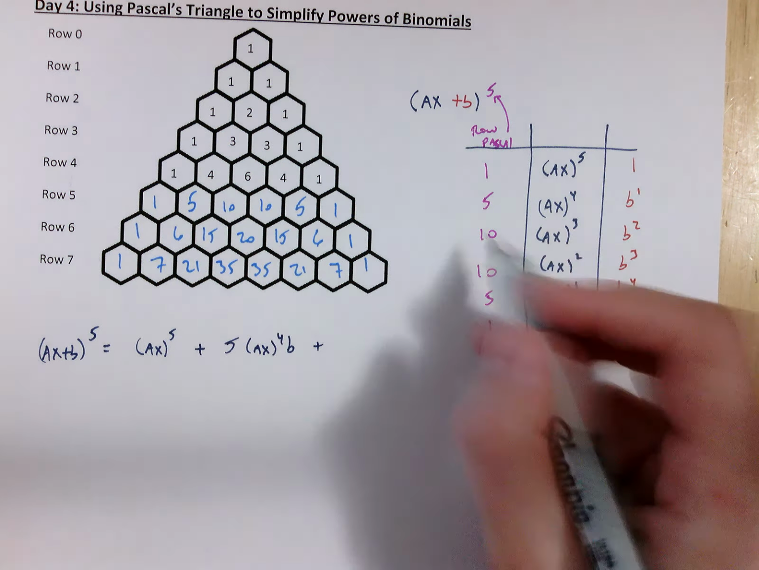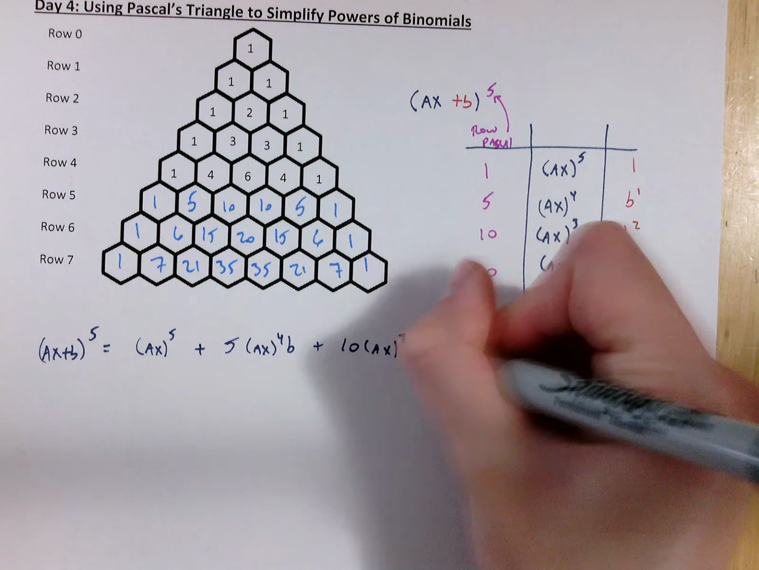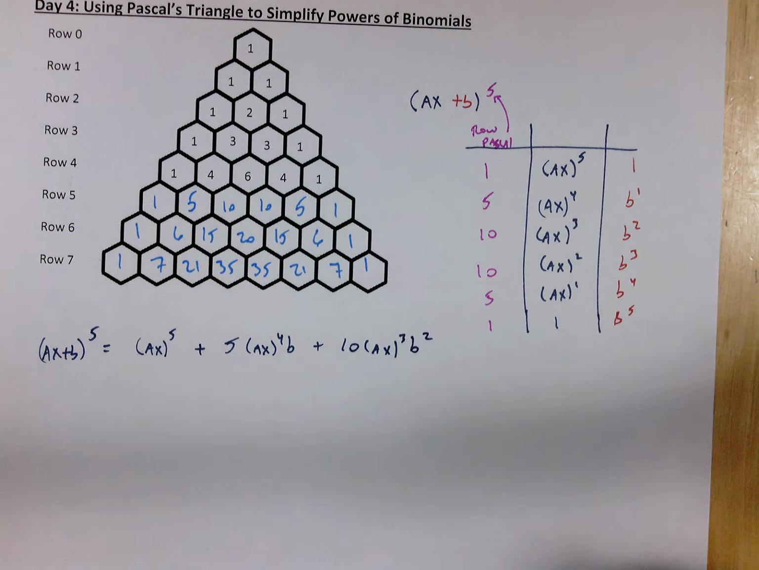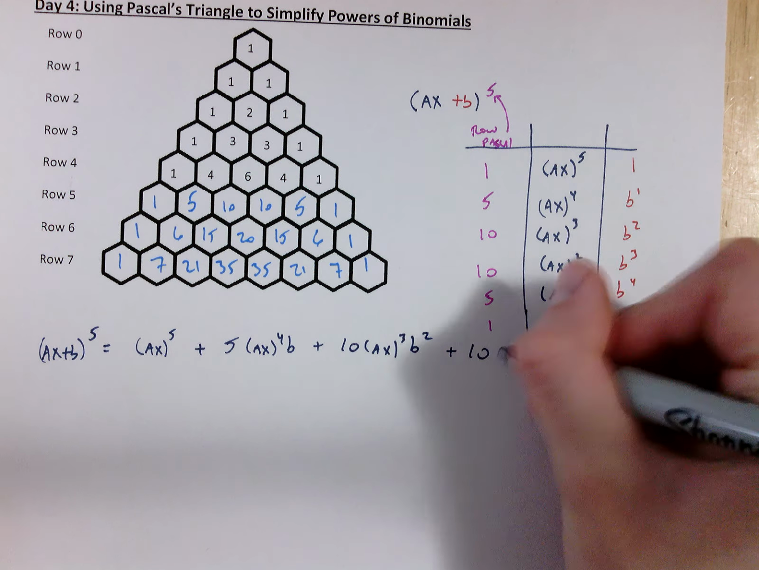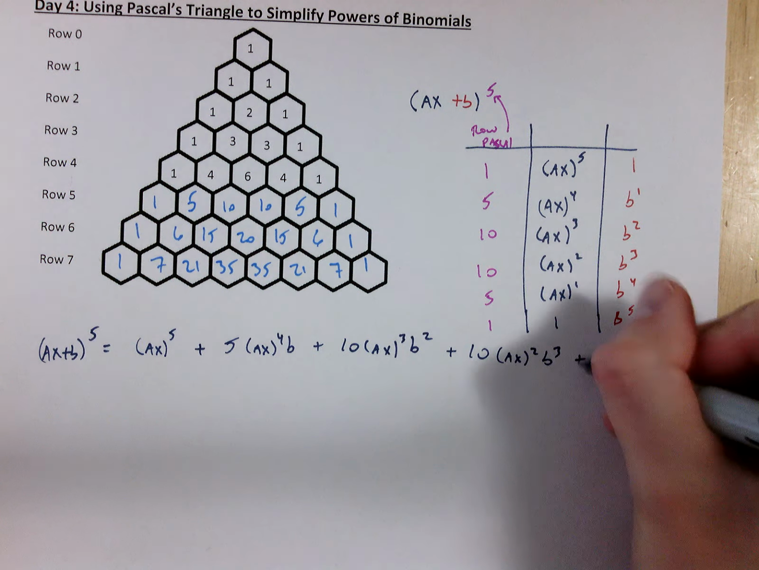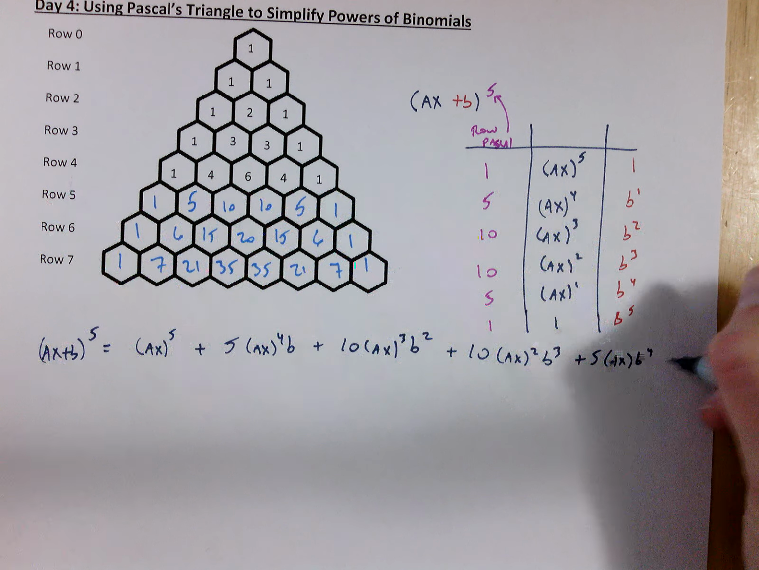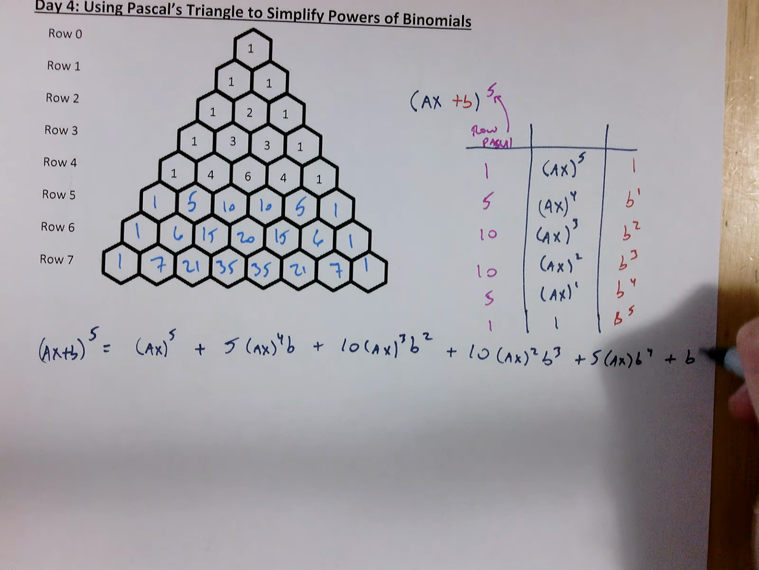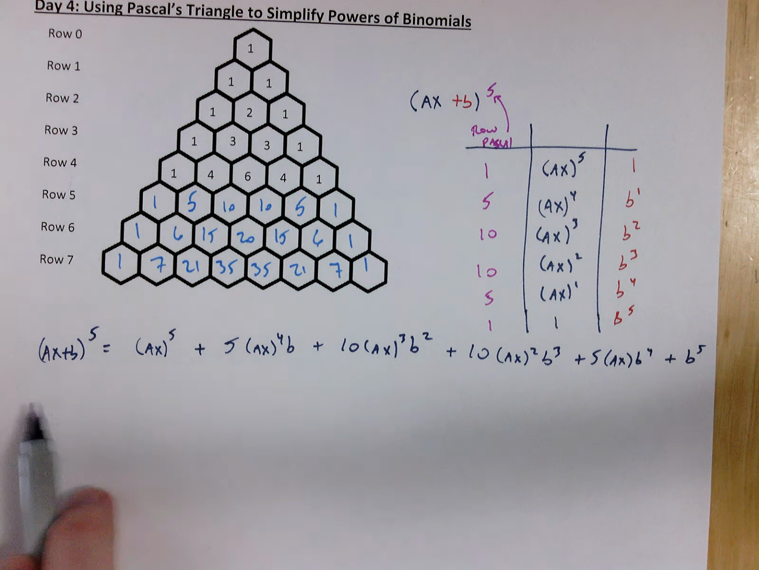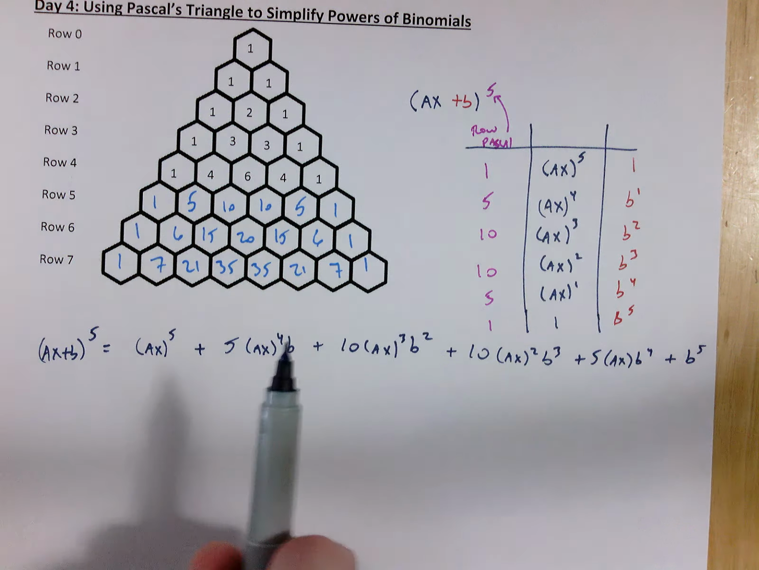And then the next one would be the next row. So 10 times ax to the 3rd times b squared. The next one would be 10 times ax squared b to the 3rd. And then 5 times ax times b to the 4th. And then plus 1 times b to the 5th. Okay, and that huge polynomial is what you would get if you actually multiplied this out.